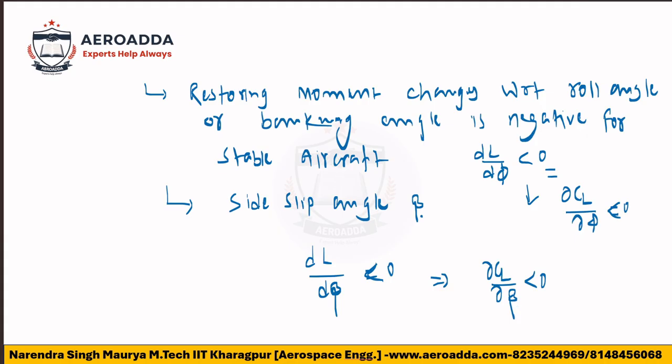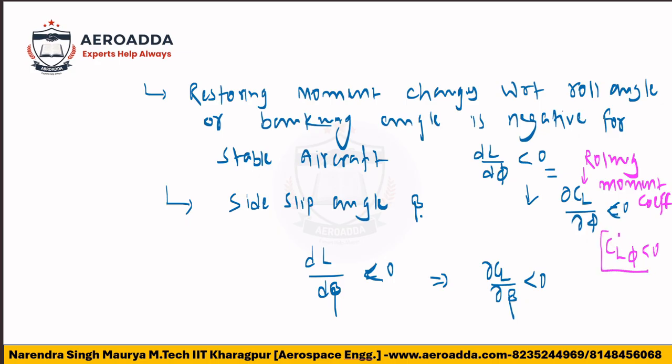Okay, remember this Cl is not a lift coefficient. This Cl is nothing but the rolling moment coefficient, just like a pitching moment coefficient. If you remember, rolling moment coefficient. Don't think this is the Cl lift coefficient. I hope it is clear now. So this can also be written as Cl phi less than 0. This type of question they ask in your exam.